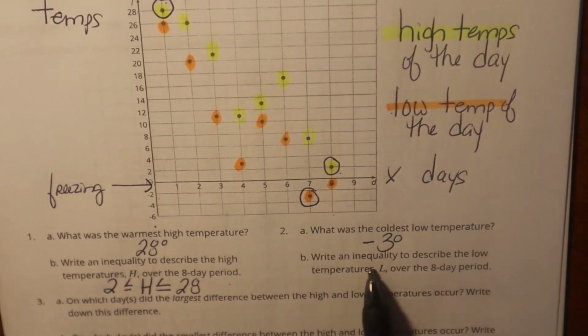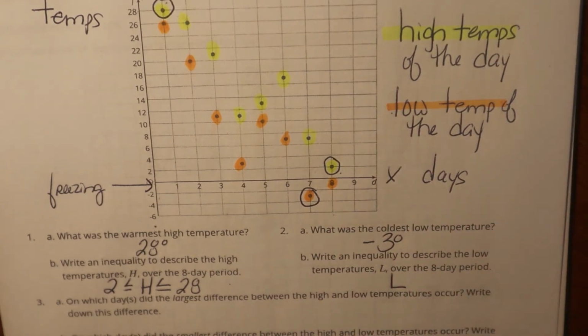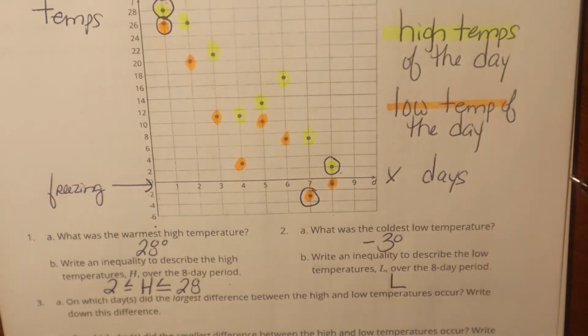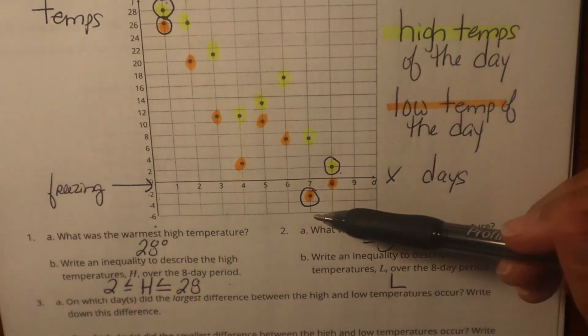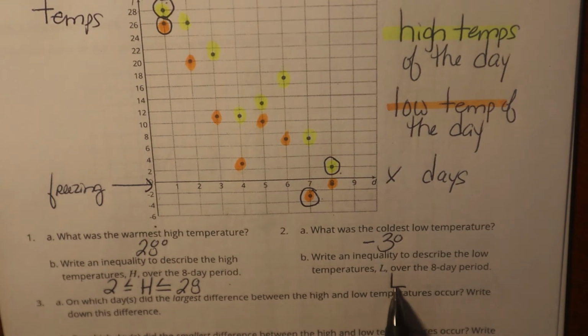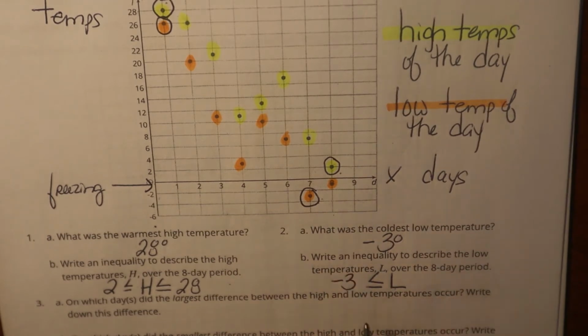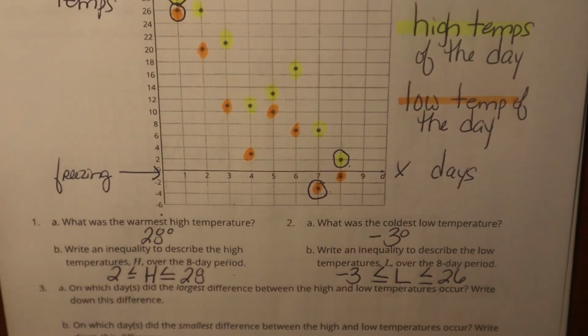Going over to B, now we're going to write an inequality to describe the low. So let's find the highest low. The highest low would be right here, 26, and the lowest low, I think we already circled that, would be down here at -3. So if we had to write an inequality, our low temperature is going to be greater than or equal to -3, our lowest low, but less than or equal to 26, our highest low. So our low temperature is going to fall right in between these two numbers. They can include these two numbers, and there can be a variety in between.